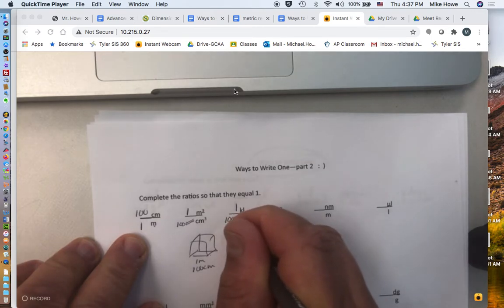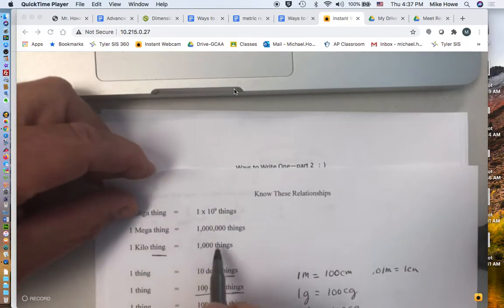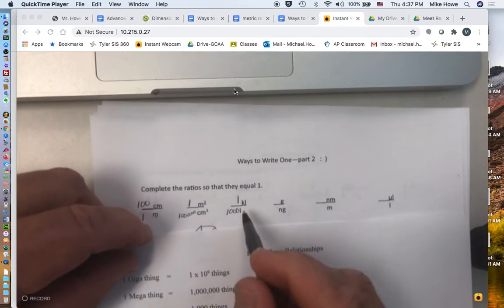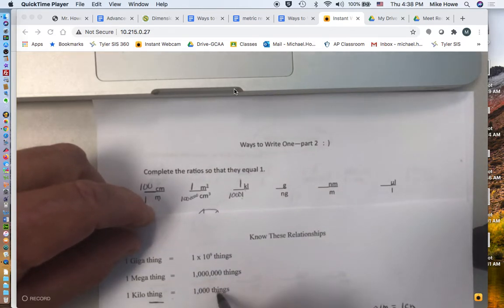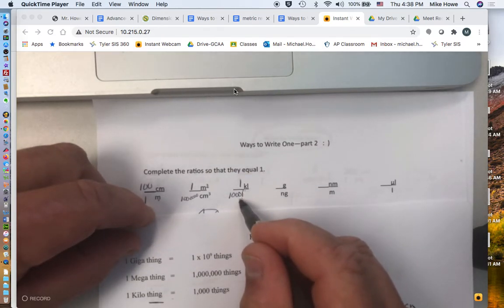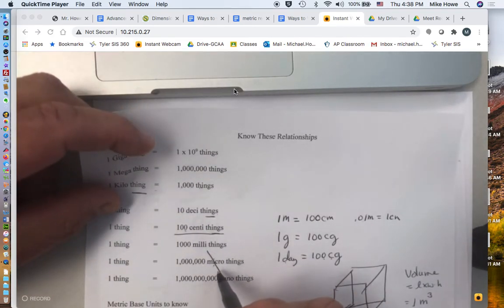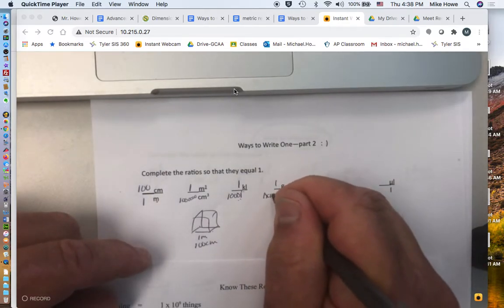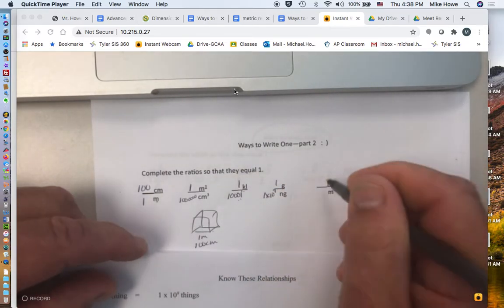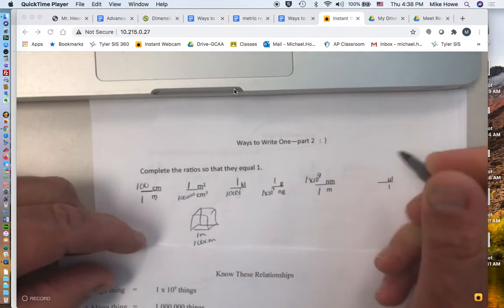1 kilo means 1,000 things. So 1 kilo thing is 1,000 things. That's right here. 1 kilo things, 1,000 things. So 1 kiloliter would be 1,000 liters. Grams and nanograms, come down here. Nano is billion. So 1 gram is 1 billion nanograms, and that's 10 to the 9th power. 1 meter, 1 times 10 to the 9th nanometers.